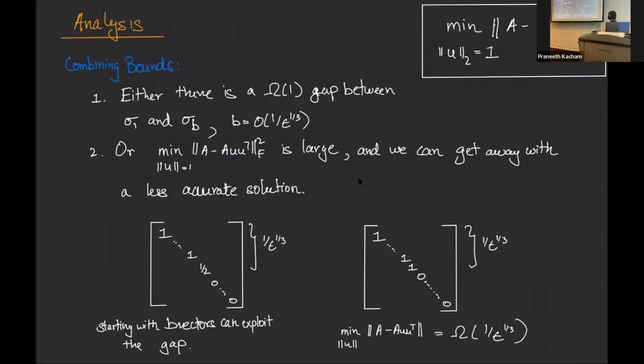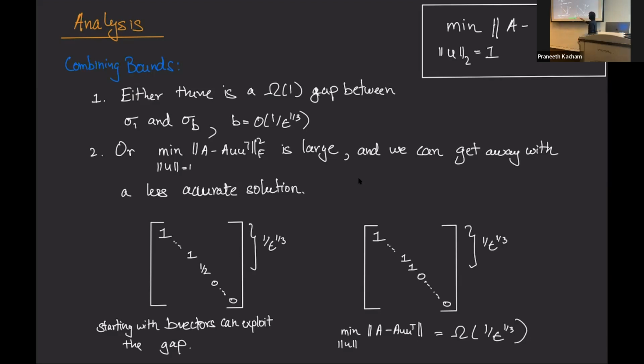So let me give you a couple of examples. Consider the first case where the first singular value is 1. And by the time you get to B, which is 1 over epsilon to the 1/3, the singular value decays to 1/2. So now there's a constant gap here. If there's a constant gap, only log n iterations suffice to solve the problem. This is the gap dependent bound that I showed you last time.